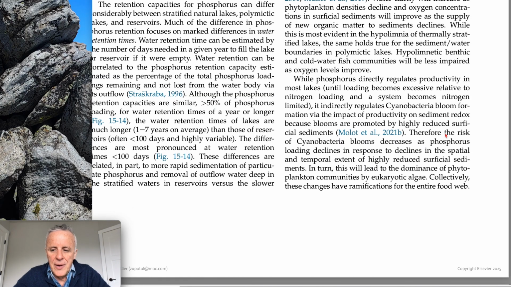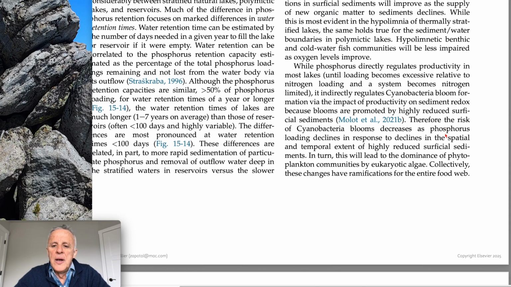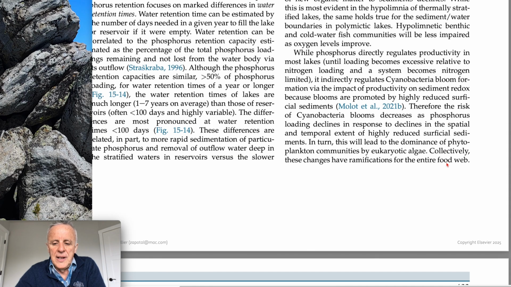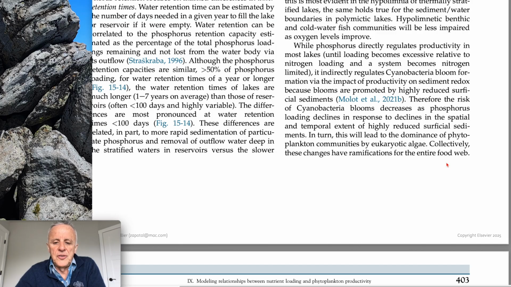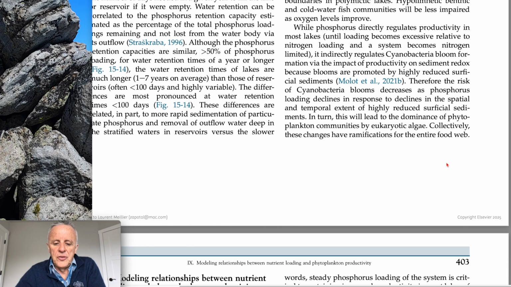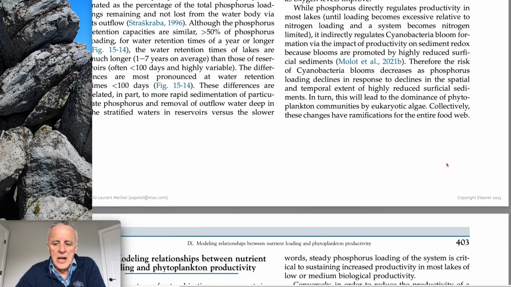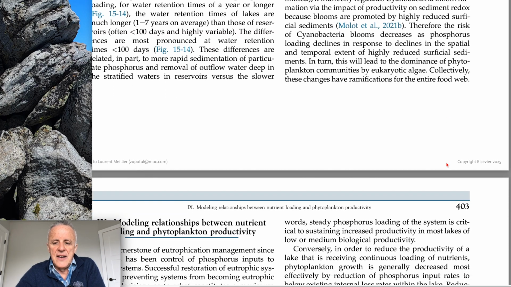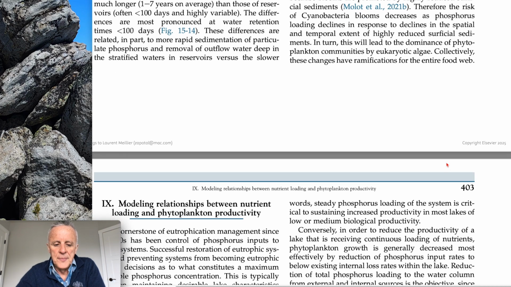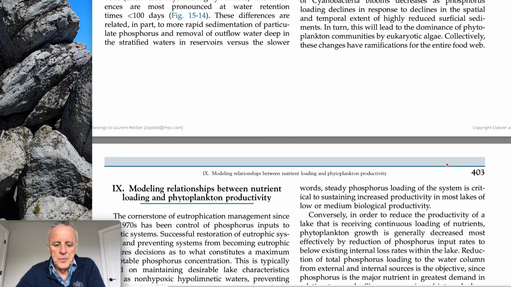While phosphorus directly regulates productivity in most lakes, it indirectly regulates cyanobacteria bloom formation via the impact of productivity on sediment redox because blooms are promoted by highly reduced superficial sediments. Therefore, the risk of cyanobacteria blooms decreases as phosphorus loading declines, in response to declines in the spatial and temporal extent of highly reduced superficial sediments. In turn, this will lead to the dominance of phytoplankton communities by eukaryotic algae. Collectively, these changes have ramifications for the entire food web.